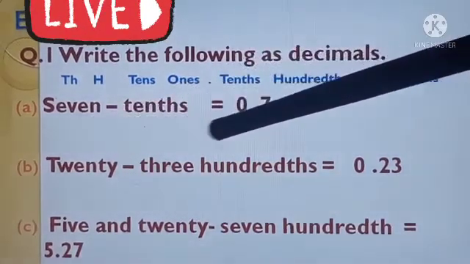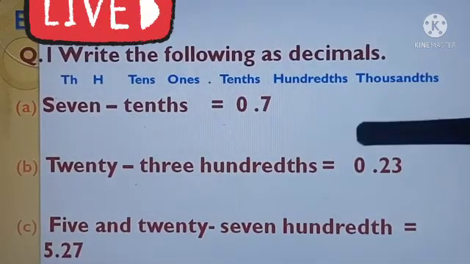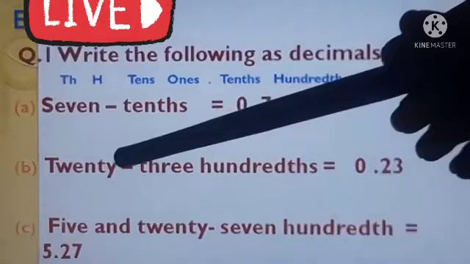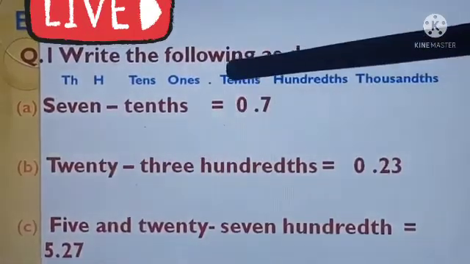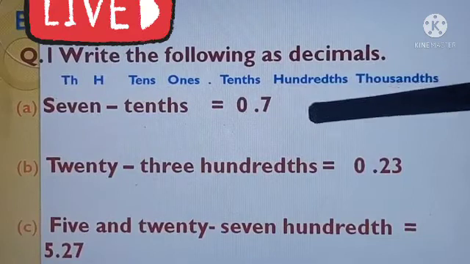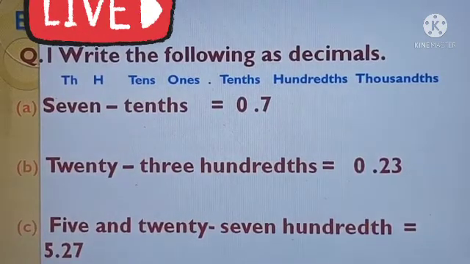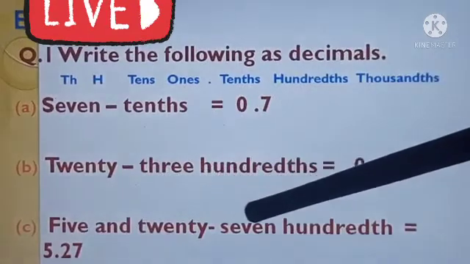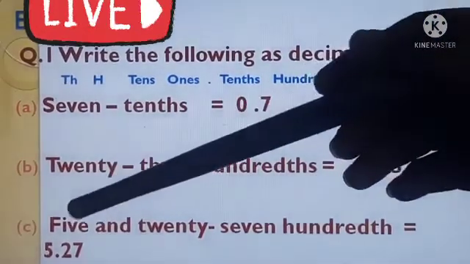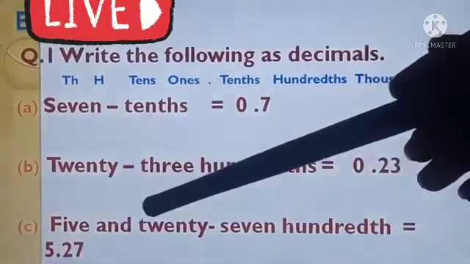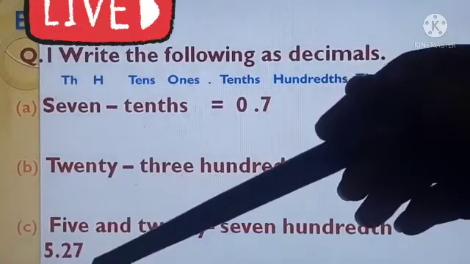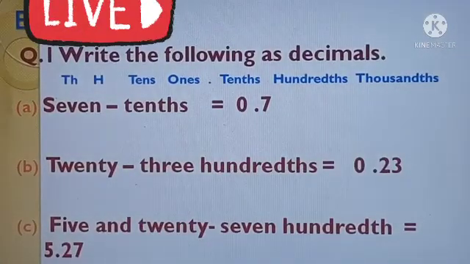B part, 23/100. 2 is at the tenths place and 3 is at the hundredths place. Decimal 2, 3. So our answer will become 0.23. If you write it as decimal 23, that is also correct. Next is 5 and 27/100. 5 is 5 ones. 27/100, that is decimal 27. So we will write 5.27. Understood?